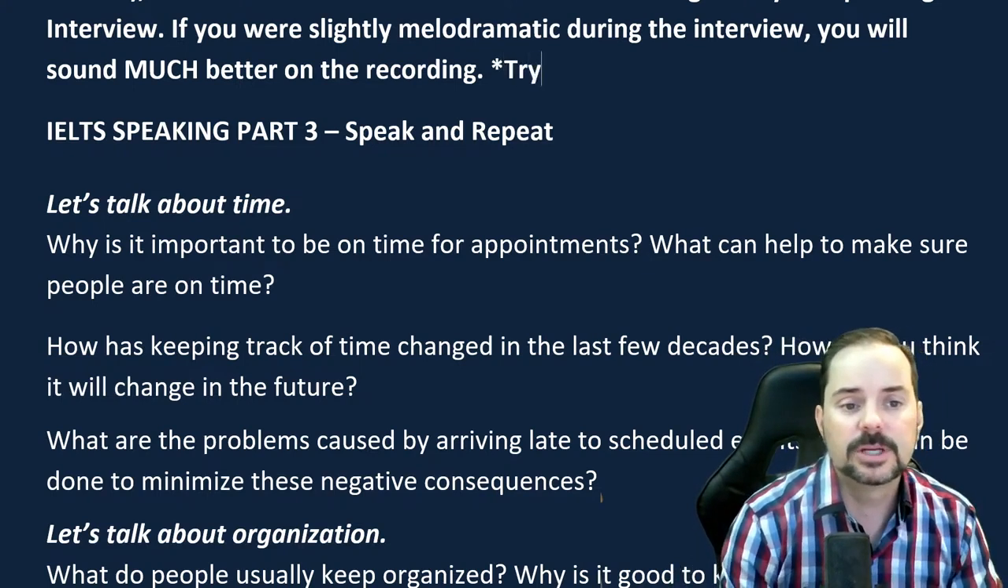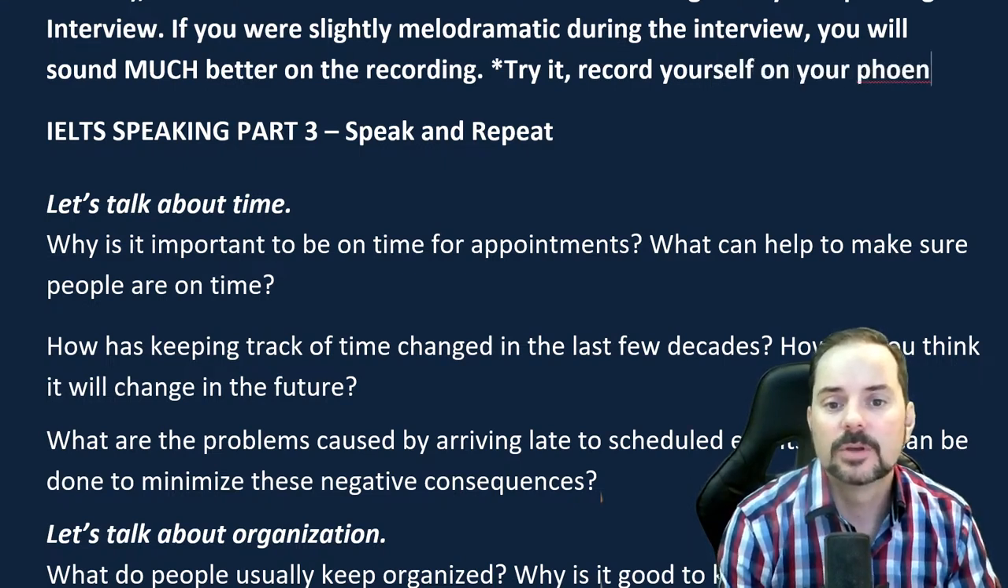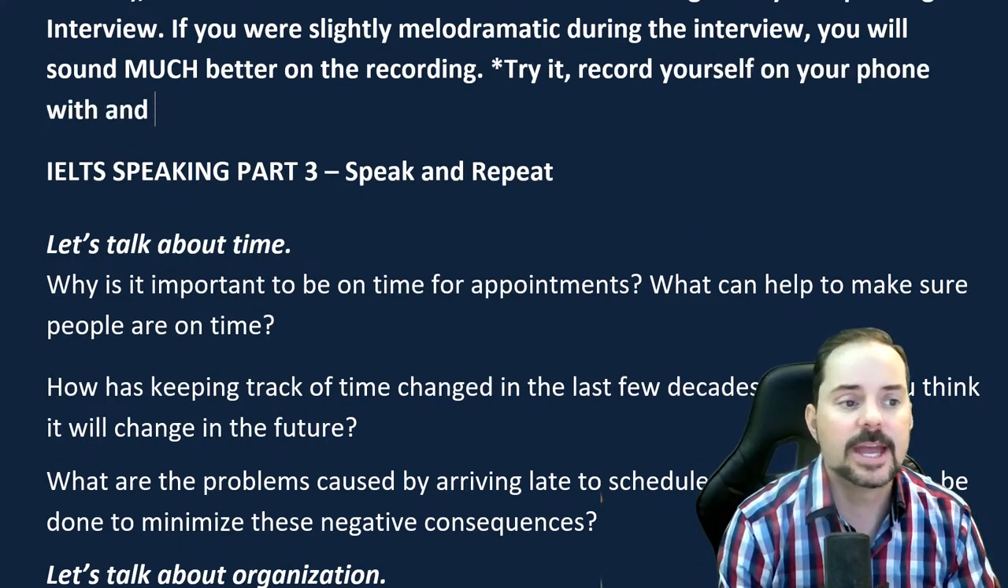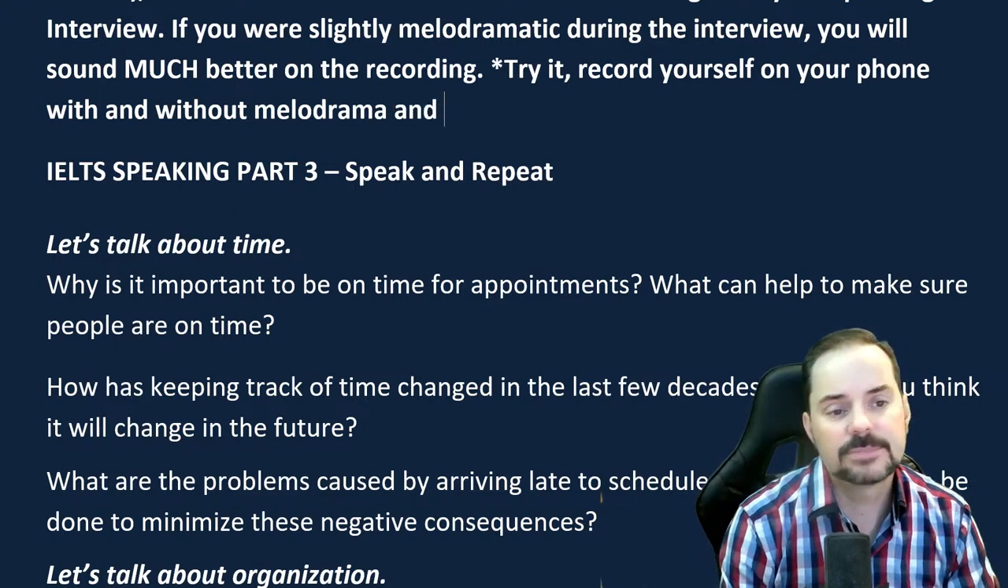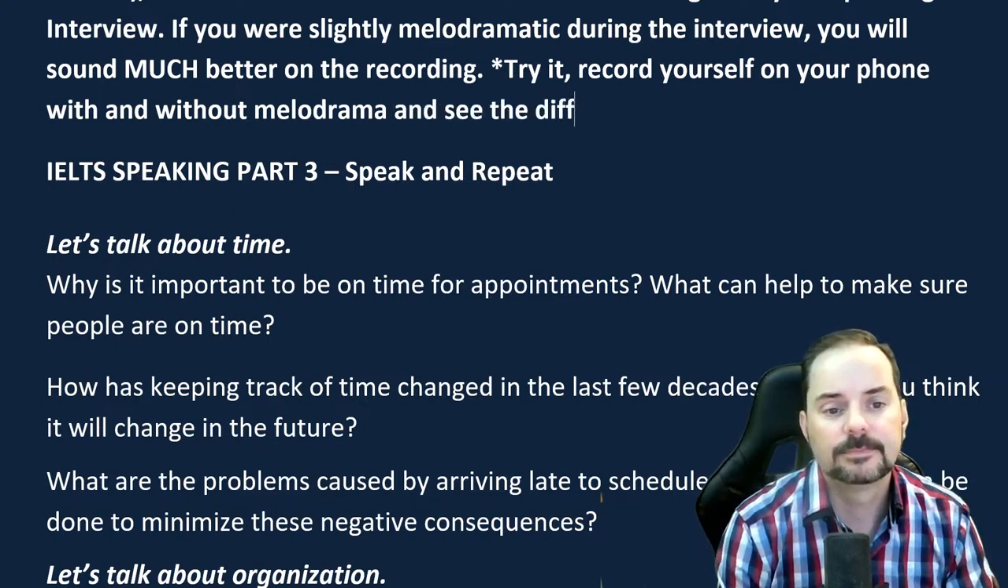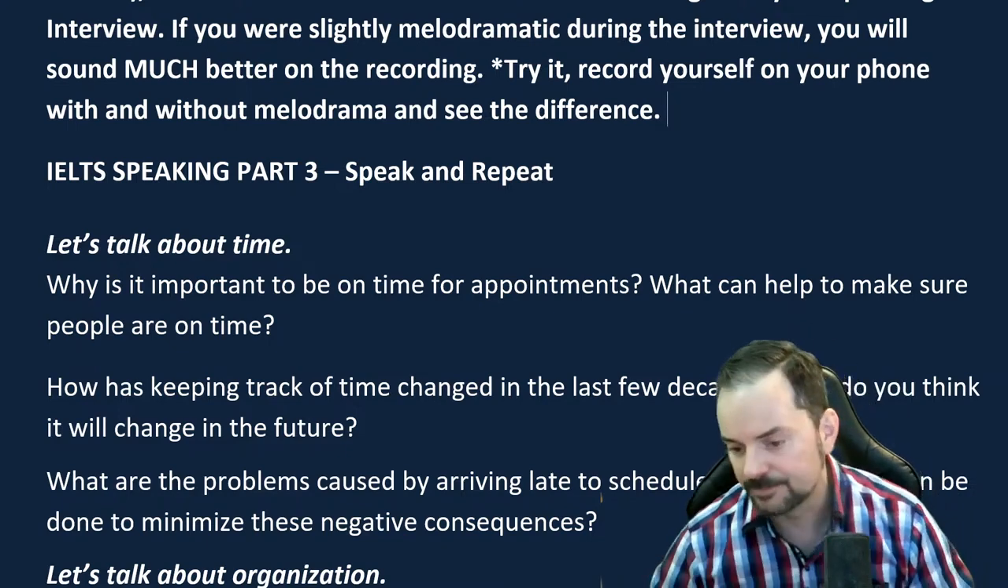The proof is in the pudding, everybody. Try it. Record yourself on your phone with and without melodrama and see the difference. Take up that challenge, then send me an email. Let me know what you discovered, okay?